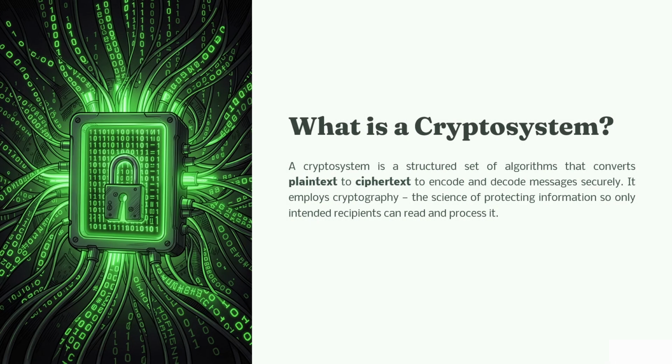What is a cryptosystem? A cryptosystem is a structured set of algorithms that converts plain text to ciphertext, and it will encode and decode messages securely. Encoding takes place on the plain text side, and decoding is done on the ciphertext side. It employs cryptography, the science of protecting information, so only intended recipients can read and process it. So only the person who has access can read and write it.